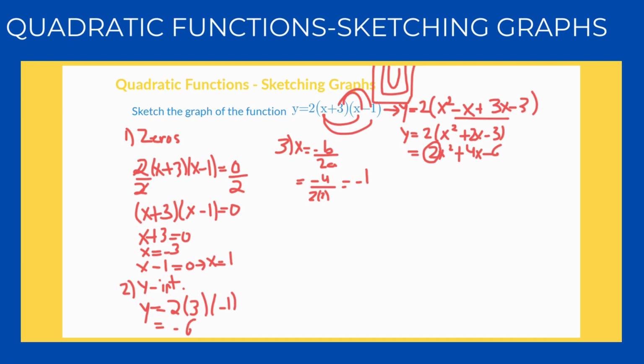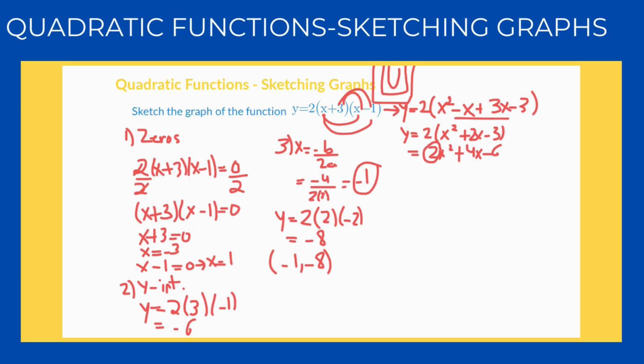Now, how to find the y-coordinate? I simply substitute x equals negative 1 into the function. So I will get y equals 2 times (negative 1 plus 3), which is 2, times (negative 1 minus 1), which is negative 2. So the y value is 2 times negative 2, which is equal to negative 8. So the minimum point has an x-coordinate of negative 1 and a y-coordinate of negative 8.